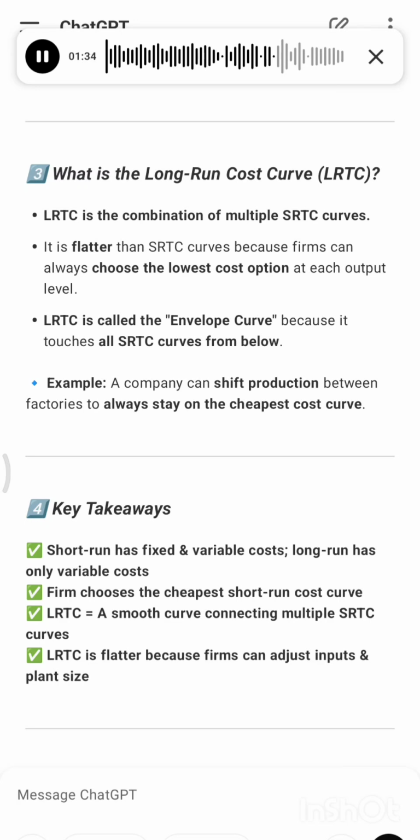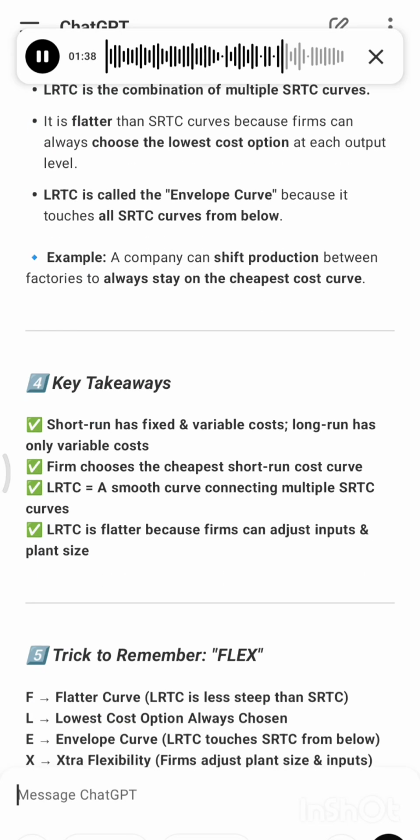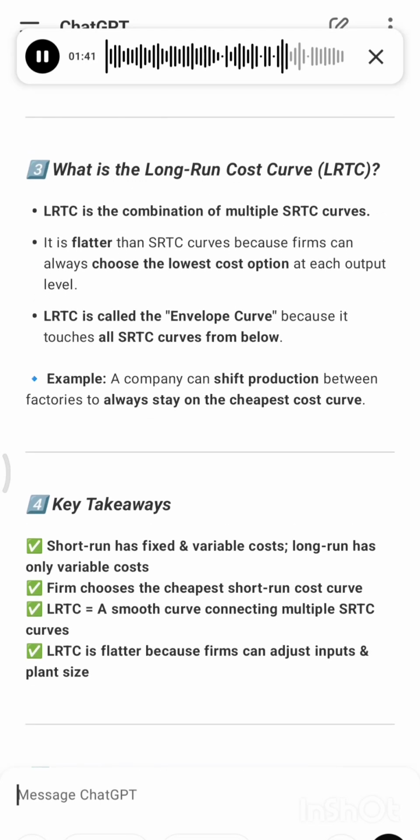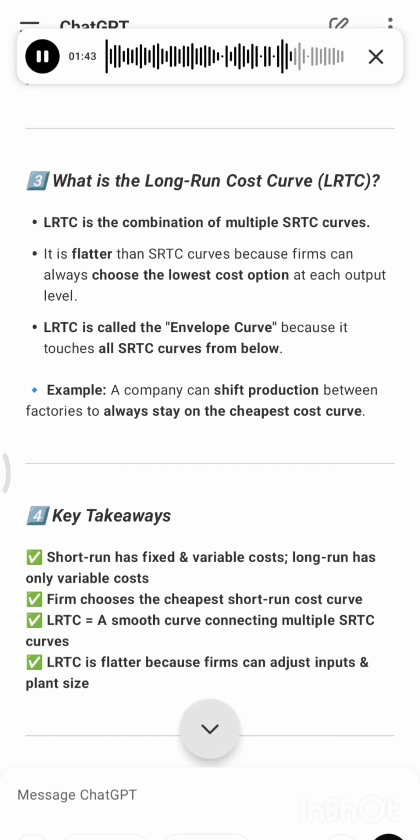Key takeaways. Short run has fixed and variable costs. Long run has only variable costs. Firm chooses the cheapest short run cost curve. LRTC is a smooth curve connecting multiple SRTC curves. LRTC is flatter because firms can adjust inputs and plant size.